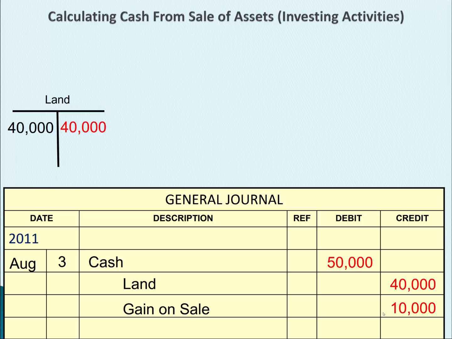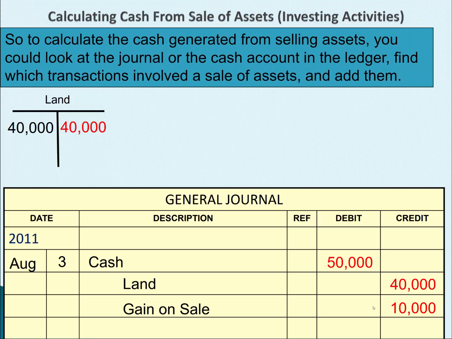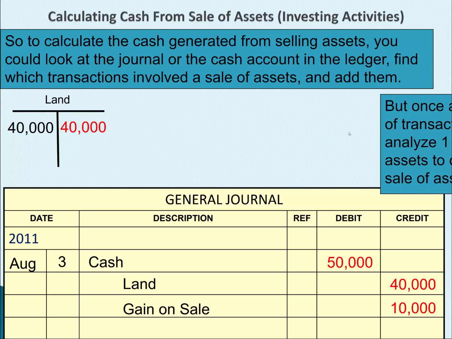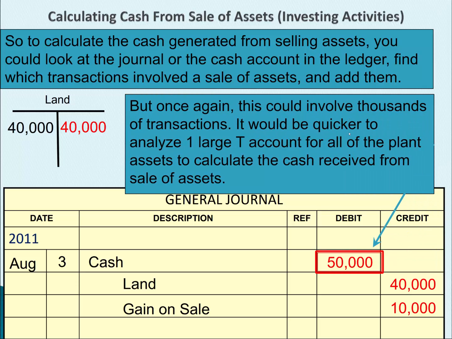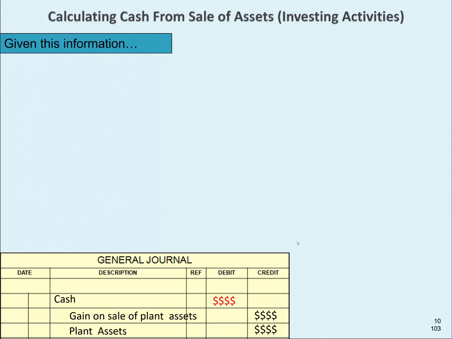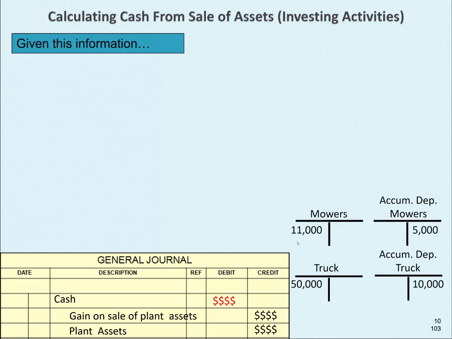So to calculate the cash generated from selling assets, you could look at the journal or the cash account in the ledger, find which transactions involved a sale of assets, and add them up. Remember, the goal in this scenario is calculating cash from selling assets. But again, this could involve thousands, if not hundreds of thousands of transactions. It would be quicker to analyze one large T account for all the plant assets to calculate the cash received from the sale of assets. So we're going to learn how to be way more efficient using this shortcut method. So here's our scenario.